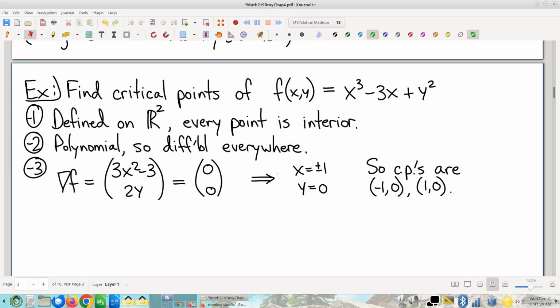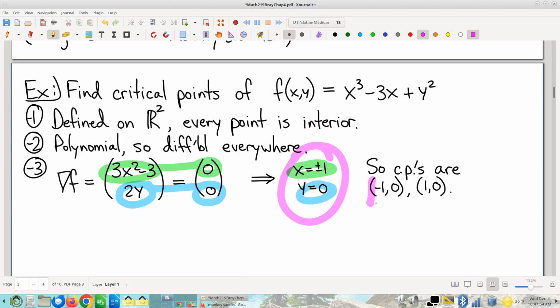Lastly, where is the gradient equal to 0? And so you get a little system of equations to solve. I need for this to equal 0. I also need for that to equal 0. And what you find is there's only 2 possibilities for x, there's only 1 possibility for y, and altogether this gives you 2 critical points. Everybody see how that works?